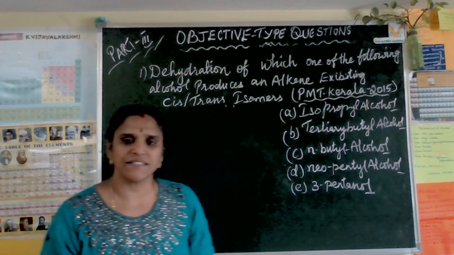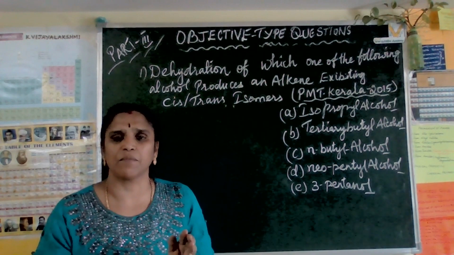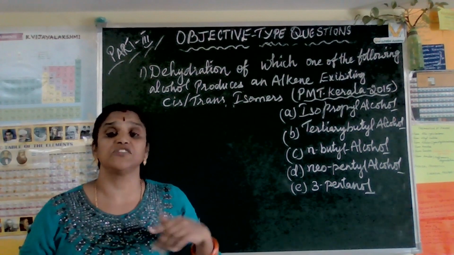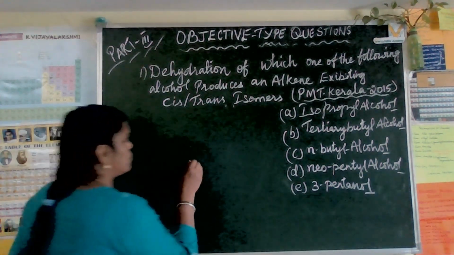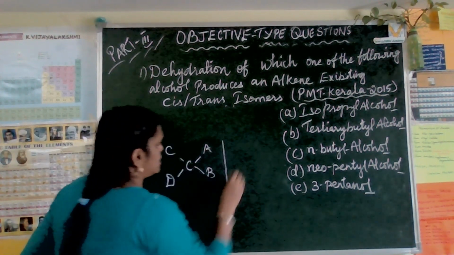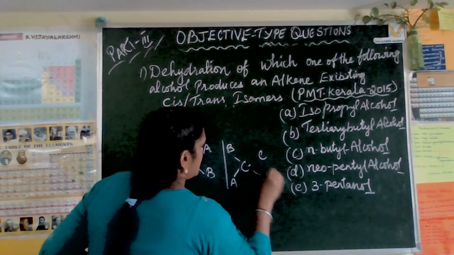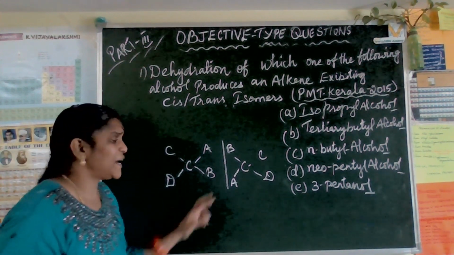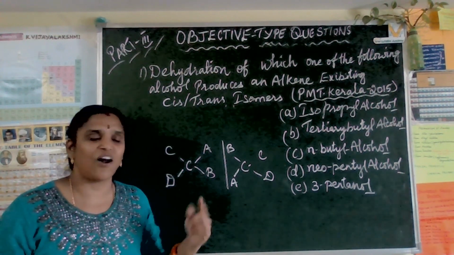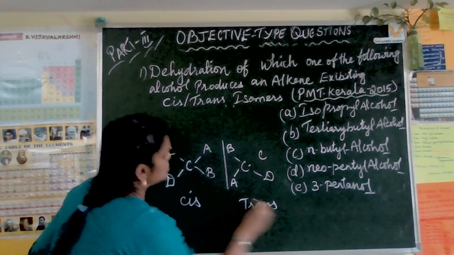Now, what do we mean by cis and trans isomers? Cis and trans isomers are a pair of molecules having the same molecular formula but a different orientation of the functional groups in three dimensions. For example, carbon with A and B on one side, and C and D on the other. The same molecular formula, but the groups are attached in a different orientation. That is called cis and trans.